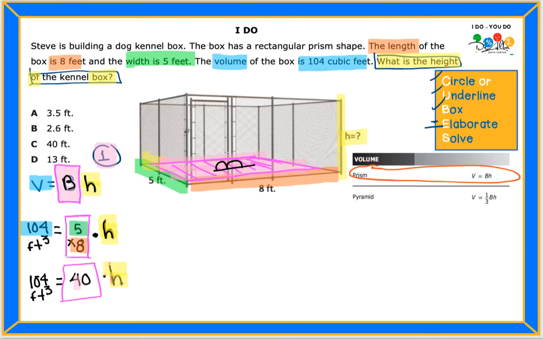Okay guys, great. So now I know that 40 times a number that is called h is equal to 104. I'm going to just do a little example on the side. Guys, imagine that I told you 10 equals 5 times what? Do you know what number goes here? Yes, it's the number 2. Great. How did you figure out the number 2 using the 10 and the 5?